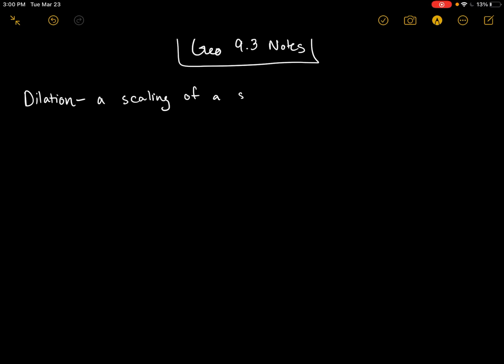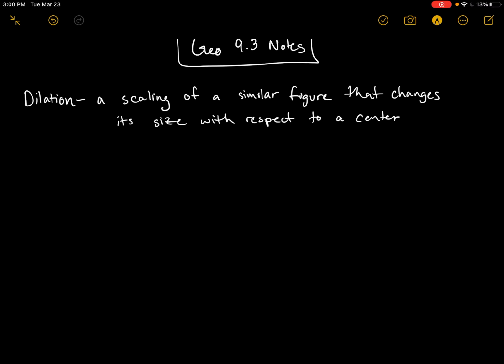is a scaling of a similar figure that changes its size with respect to a center point.